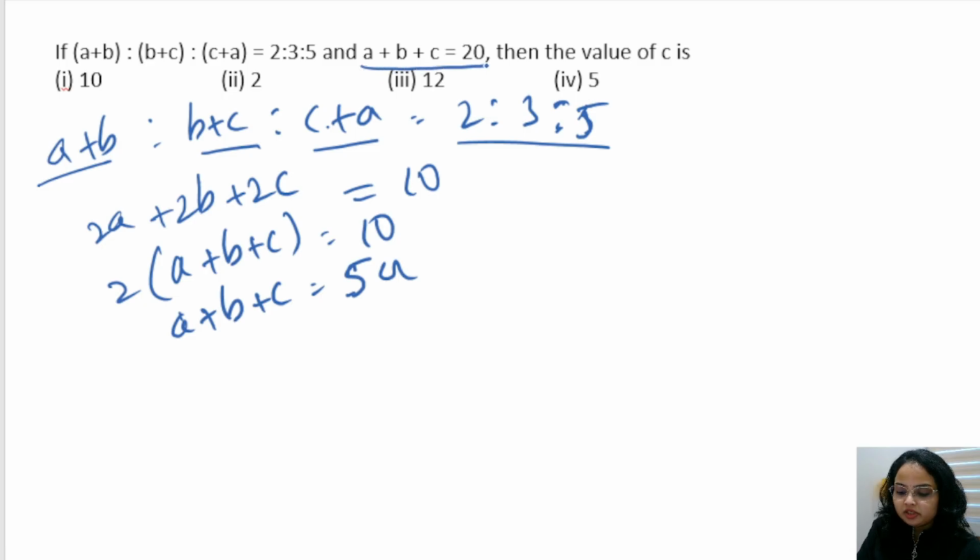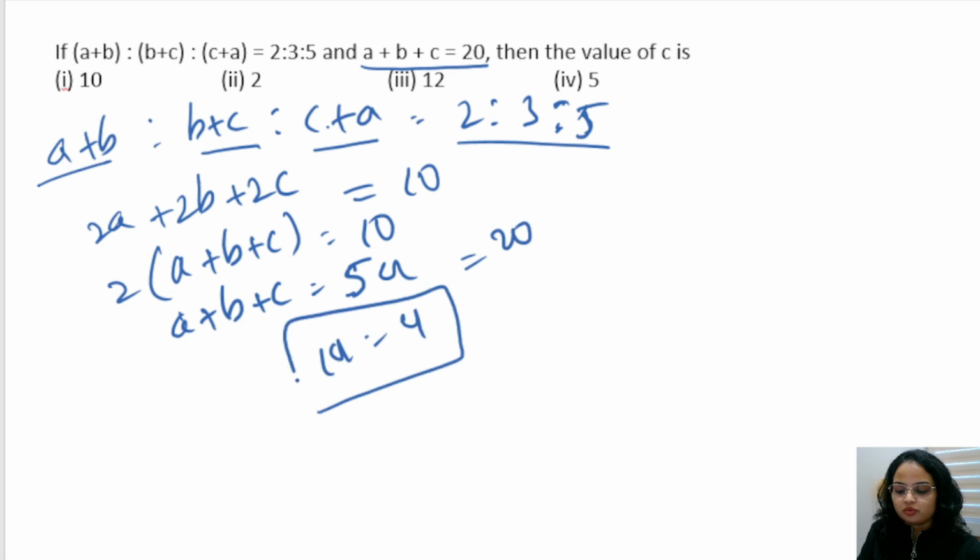Okay, and what is given here? A plus B plus C is 20. So this 5 units is equal to 20. So 1 unit is equal to 20 by 5. It is 4. 1 unit is equal to 4. What is the value of C here? So what is A plus B here? A plus B is 2 units. So 2 into 4, it is 8. A plus B is 8.